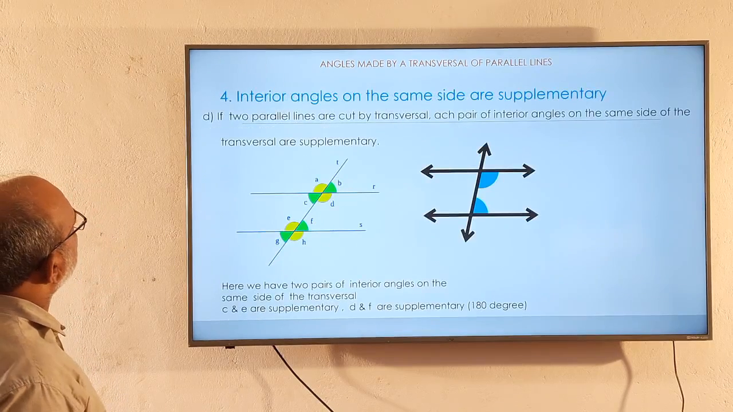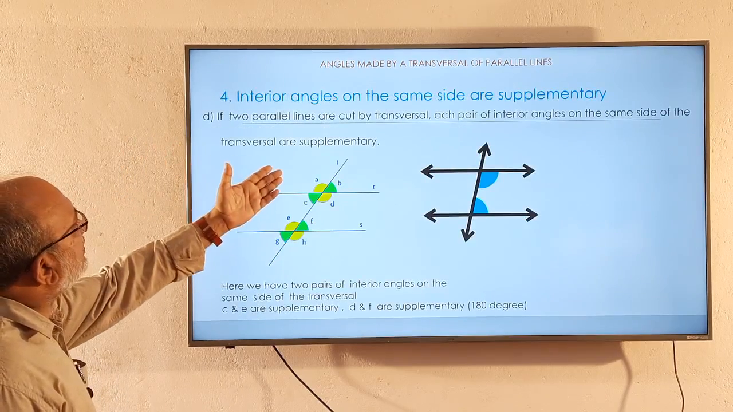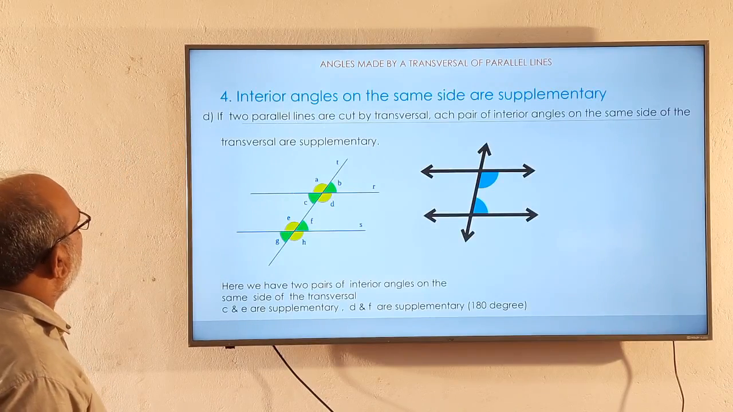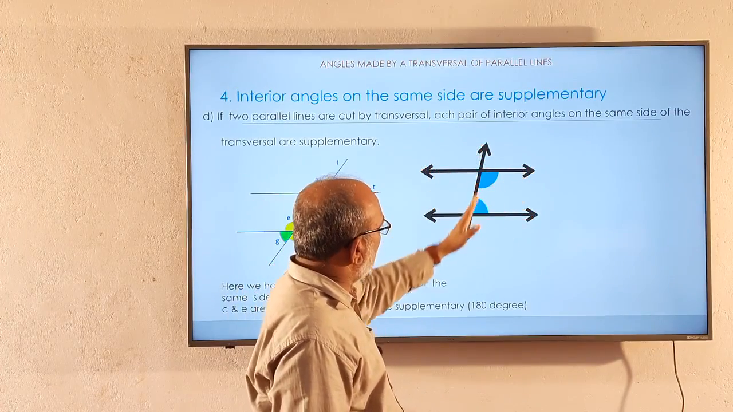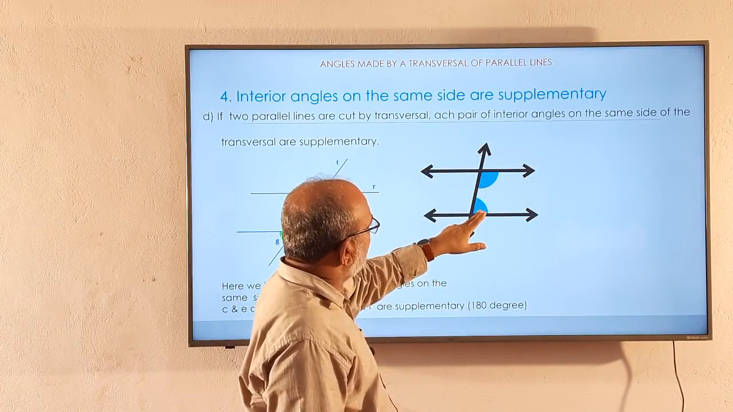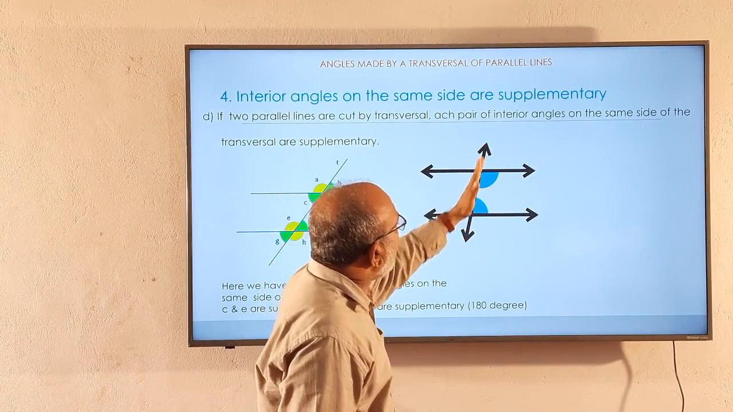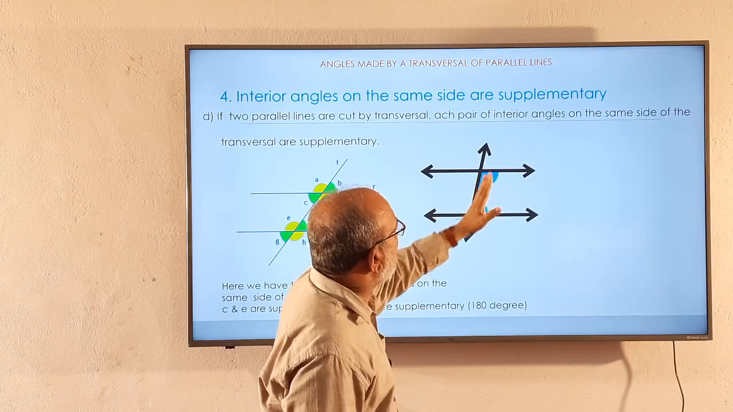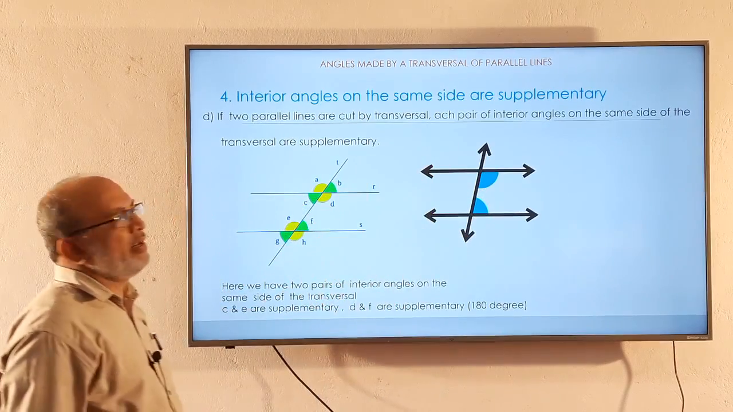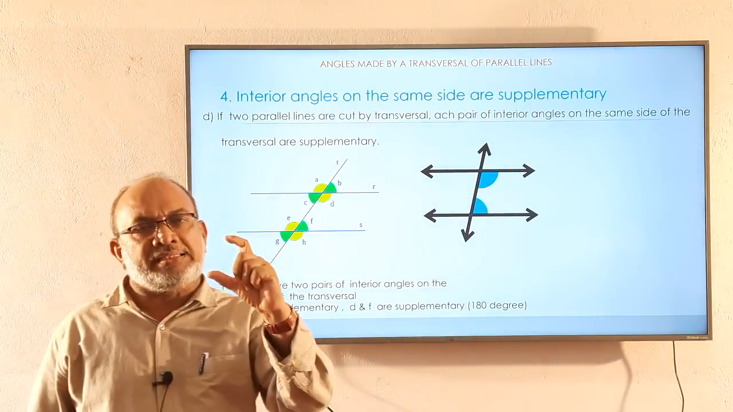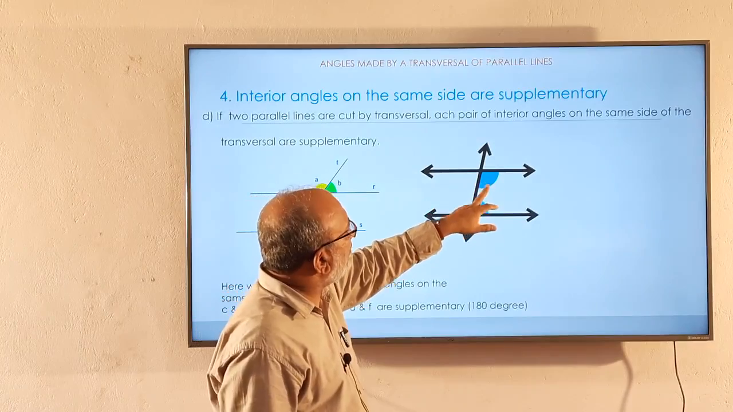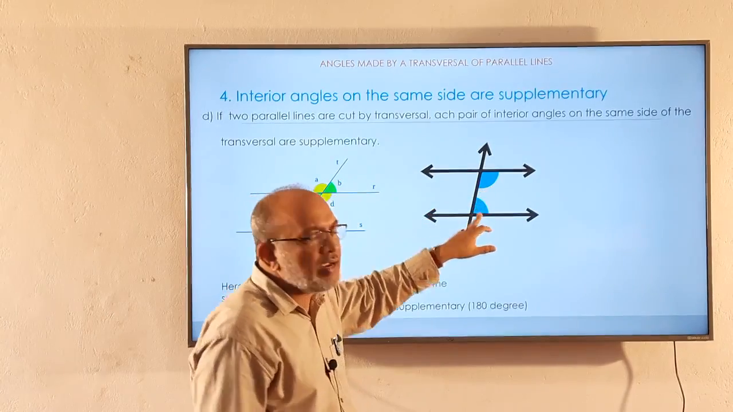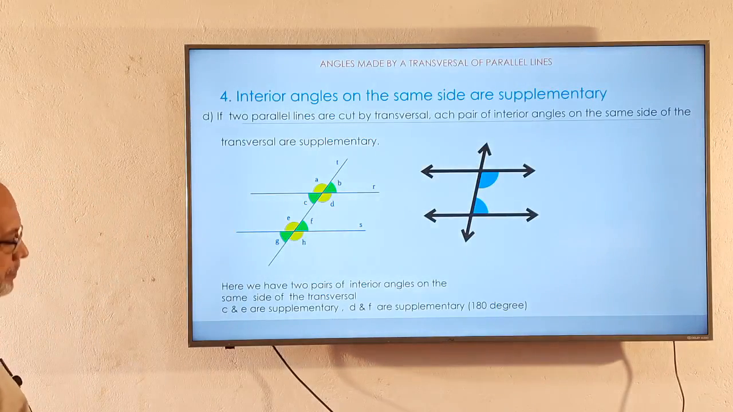Next, interior angles on the same side are supplementary. You see here, these are two parallel lines, and this is a transversal. These are interior angles, and these are on the same side of it. Interior angles on the same side are, what is it? Supplementary. You know, when the sum of two angles is 180, we call it supplementary. So the sum of the measure of this angle and this angle will be 180. It is supplementary. That is the statement here. Okay.